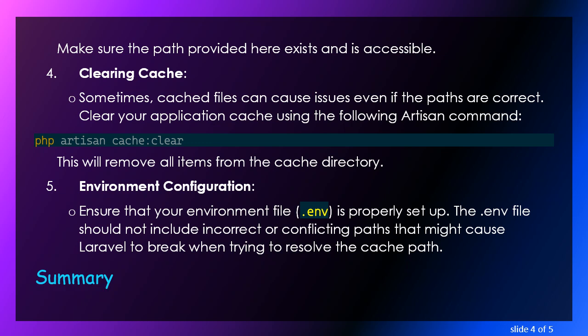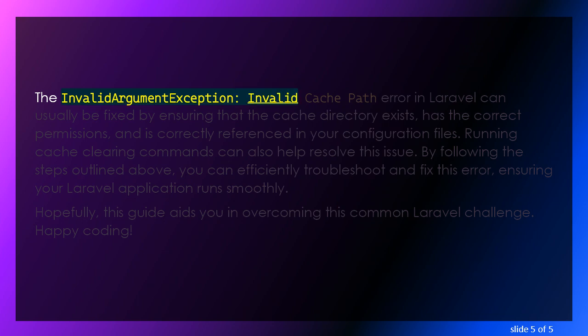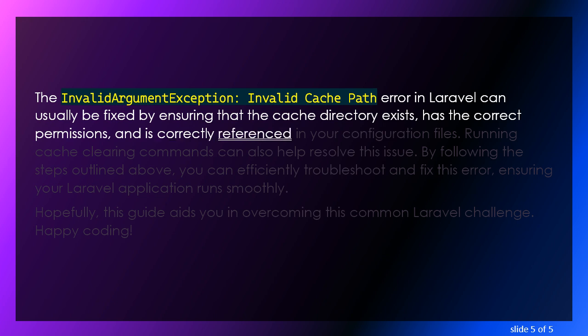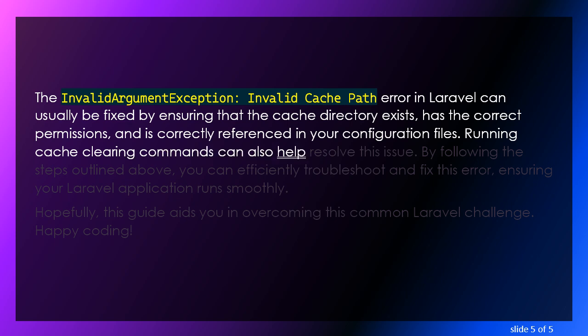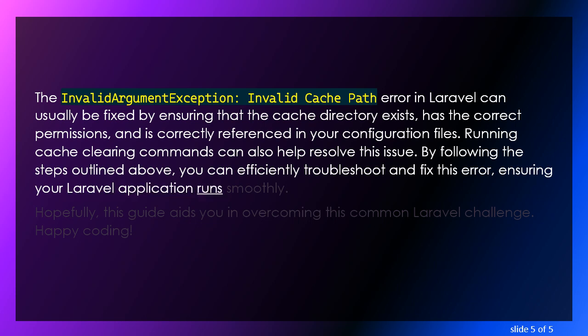Summary. The invalid argument exception, invalid cache path error in Laravel can usually be fixed by ensuring that the cache directory exists, has the correct permissions, and is correctly referenced in your configuration files. Running cache clearing commands can also help resolve this issue. By following the steps outlined above, you can efficiently troubleshoot and fix this error, ensuring your Laravel application runs smoothly.